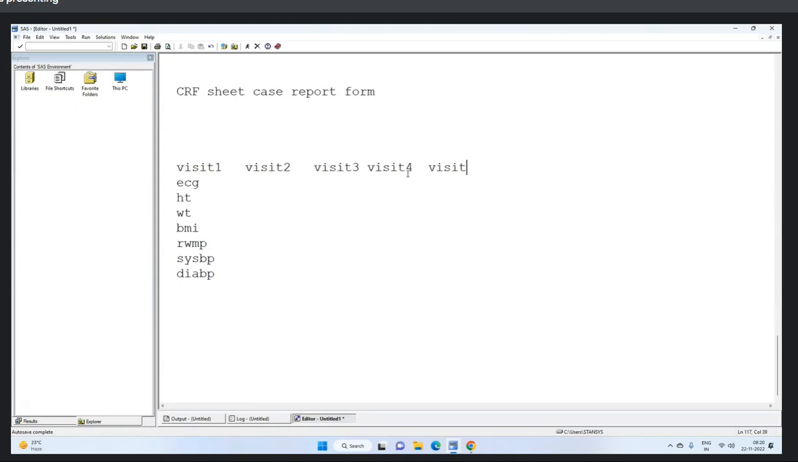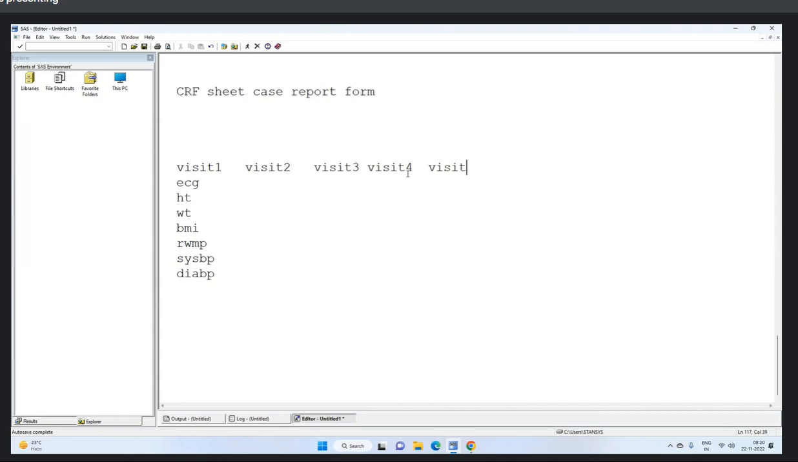And I will collect height only in the first visit and the last visit. I don't collect height in all the visits. So I do not require a height column in each and every visit of the CRF sheet. So according to the protocol, we are going to design a CRF sheet.